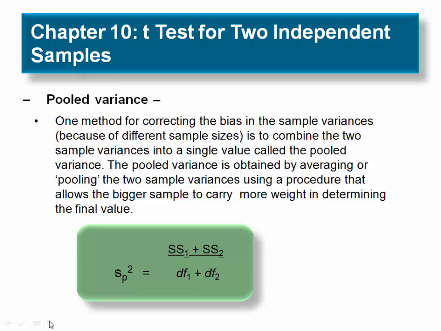On the formula worksheet, in step 1, you compute the degrees of freedom for each group. In step 2, you compute the pooled variance using the formula you see on the slide. It looks complicated, but it's pretty simple. One sums the two SS values in the numerator, and then sums the two degrees of freedom values in the denominator, and then divides one number by the other.